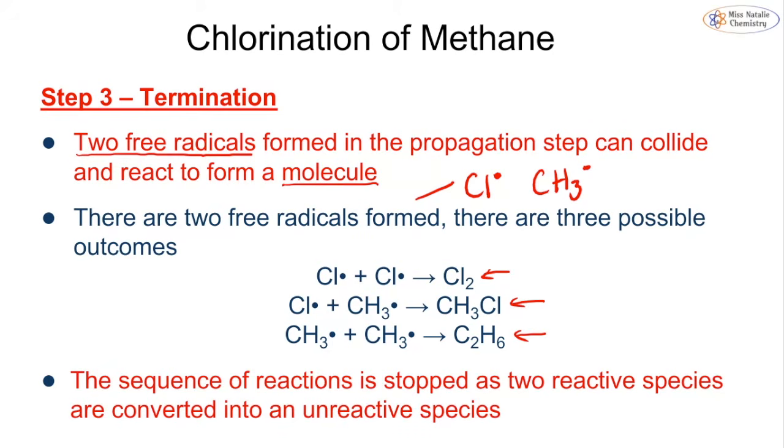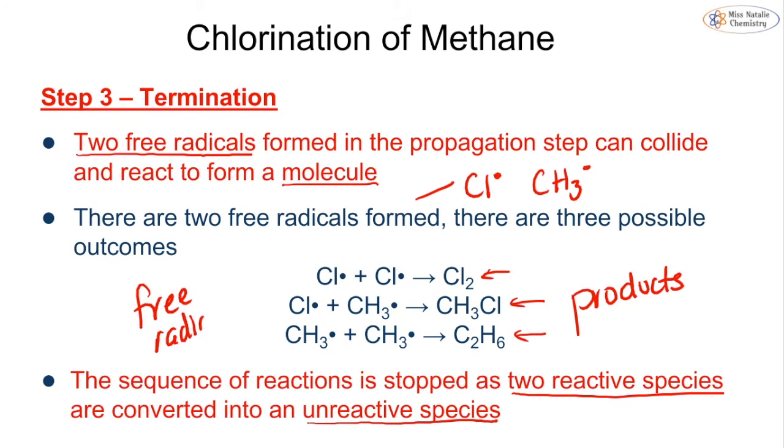And this is known as a termination step because my sequence of reactions stops, because my 2 reactive species, i.e. my free radicals, are converted into an unreactive species, i.e. the products. Now you can see that we get some unwanted products here, but that's okay. What we want to focus on is the fact that we go from free radicals to our products, and this is our termination step.